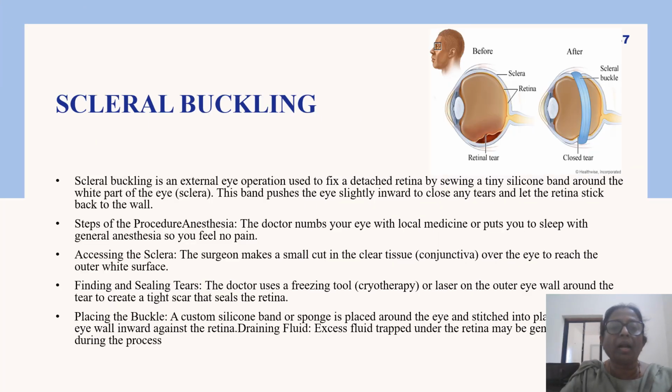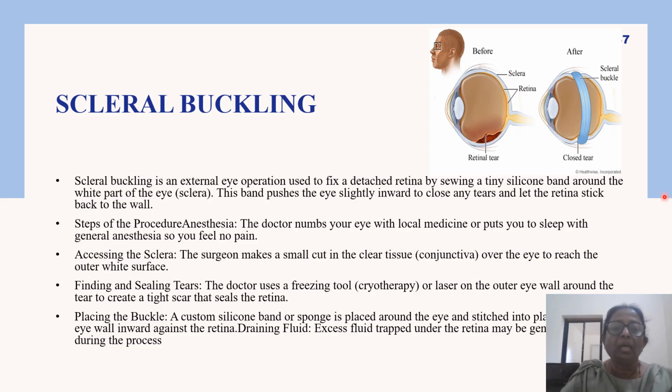Scleral buckling, as you can see, is an external eye operation used to fix a detached retina by sewing a tiny silicone band around the white part of the eye, that is the sclera. This band pushes the eye slightly inward to close any tears and let the retina stick back to the wall.